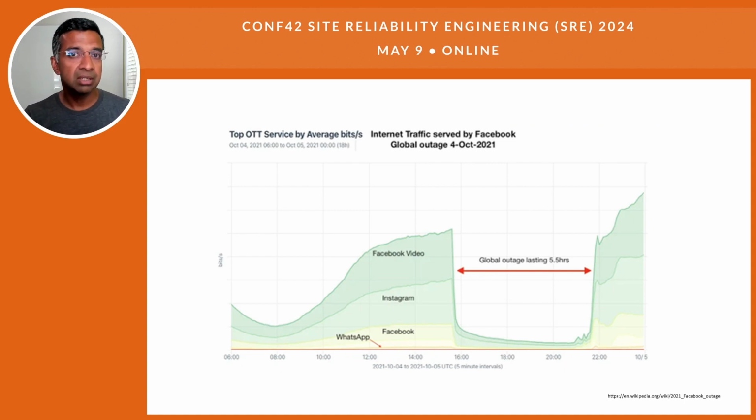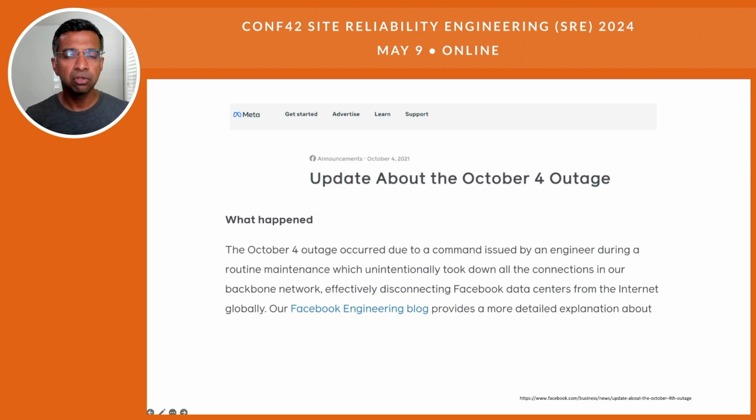But for Meta, this translated to millions of lost revenue from ads. If you look at the root cause analysis for this incident from Meta, you can see that this was caused by human error. One of the engineers who was performing a routine maintenance unintentionally disconnected Meta data centers from the internet.